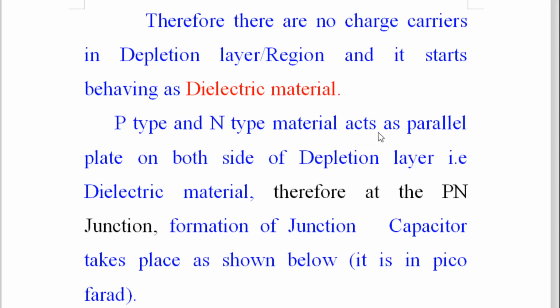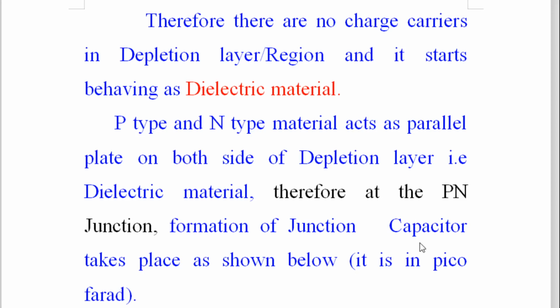P-type and N-type material act as parallel plates on both sides of the depletion layer, which is dielectric material. Inside the depletion layer, the atoms behave as dielectric material. Therefore, at the PN junction, formation of a junction capacitor takes place as shown below, and this junction capacitor is very small, in picofarad.